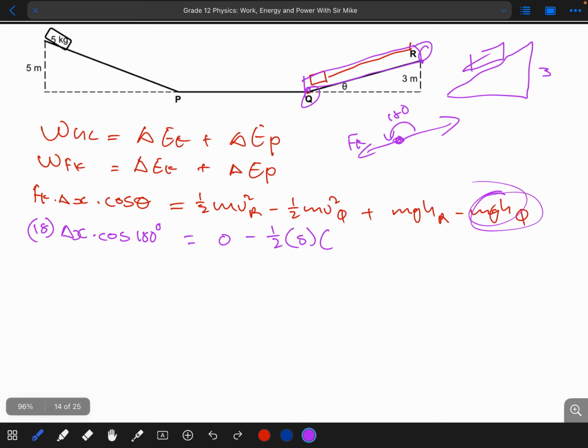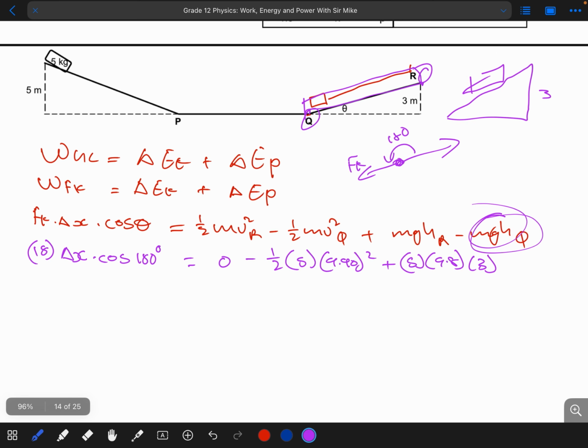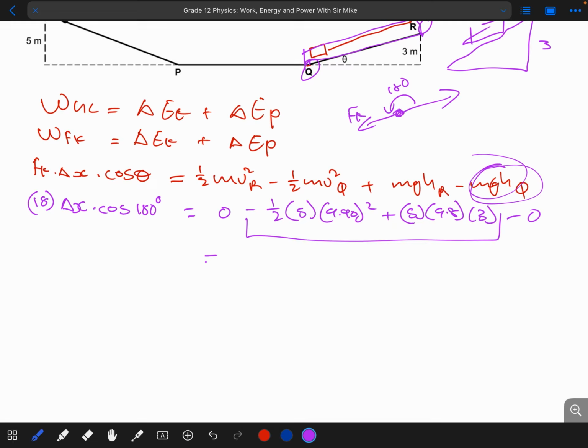So at point Q, we know that the speed is simply 9 squared, plus the mass, which is 5, multiplied by 9.8, multiplied by the vertical height at point R, which is 3. Remember that's going to be minus 0 there, right? If you put this entire thing in your calculator, what you're going to get is negative 98.025. Now if you put cos of 180, that's actually negative 1. Negative 1 multiplied by 18 is negative 18 multiplied by delta x.